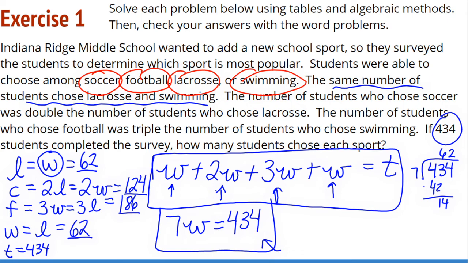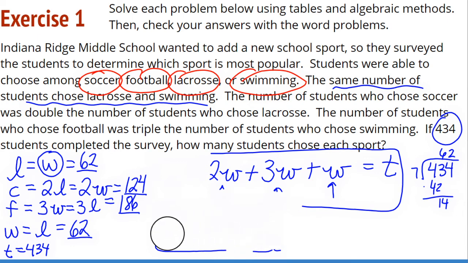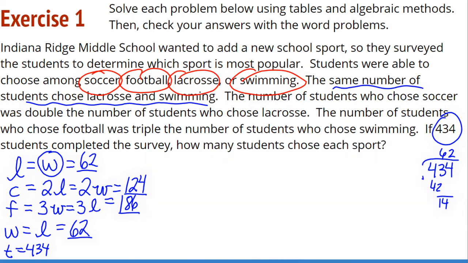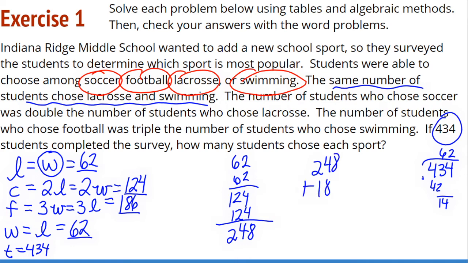Now I can double check my answer doing a couple of things. The first thing I need to do is I need to add all these numbers together and make sure they equal 434. So 62 and 62, which is 124, plus another 124, which is 248. My goodness, that was a horrible mistake there. So I'm going to take 248 and I'm going to add 186. All right, so the first part of my check has worked out. I have the right total number of students, 434.